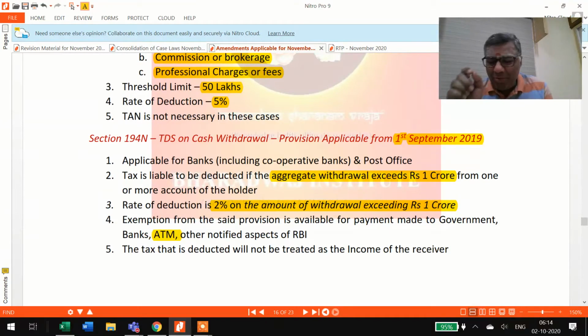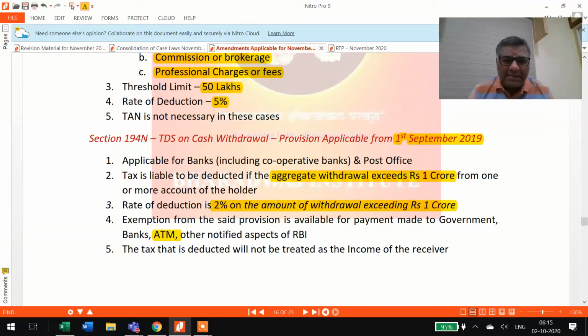Normally, I am paying you 1 lakh. What will I do? I will deduct 10% and pay you only 90,000, and pay 10,000 to the government. That 10,000 is normally income for you. Your income is 1 lakh. But in this case, for cash withdrawal, there is no income. I have only withdrawn.